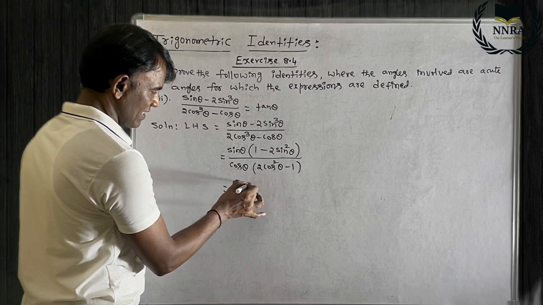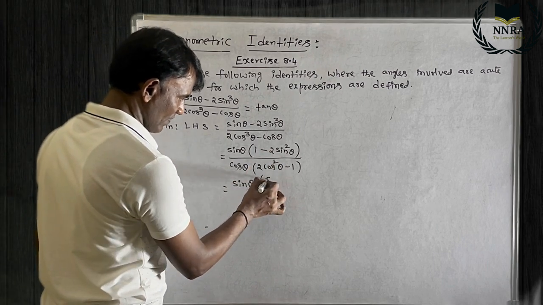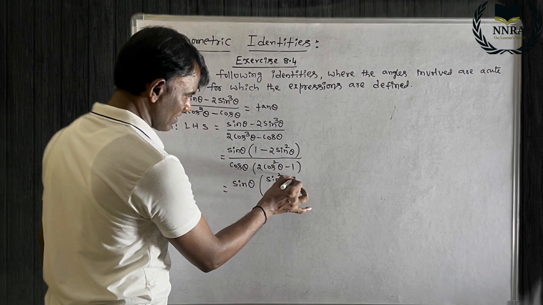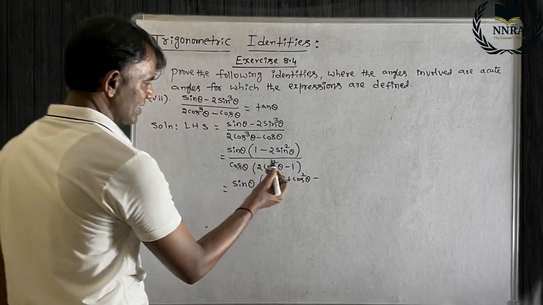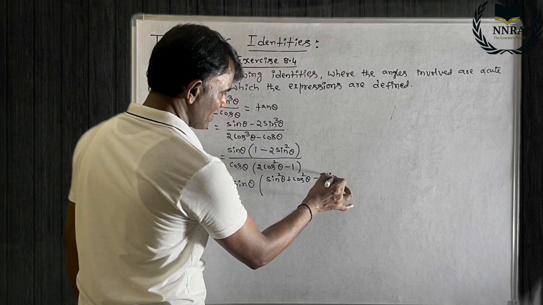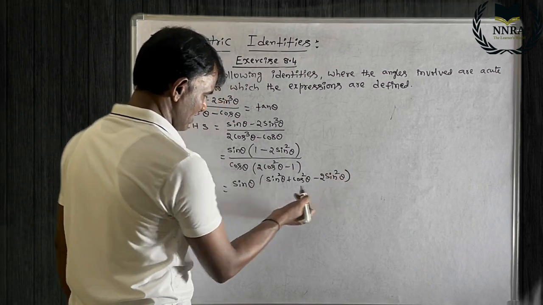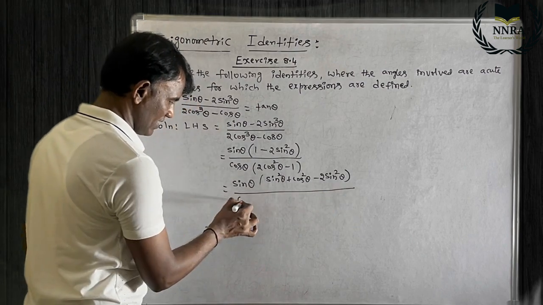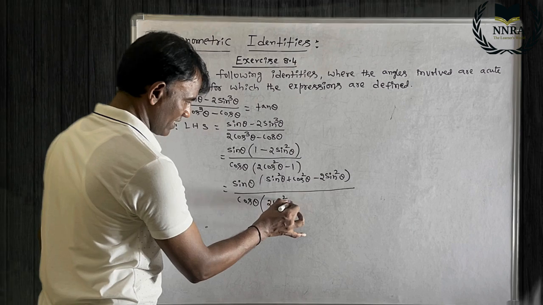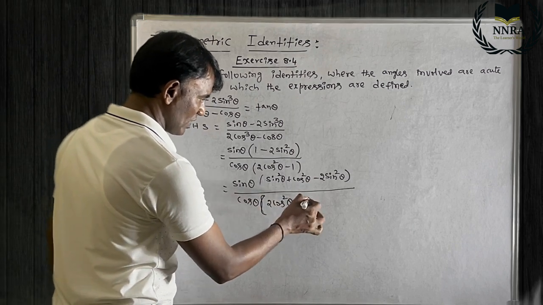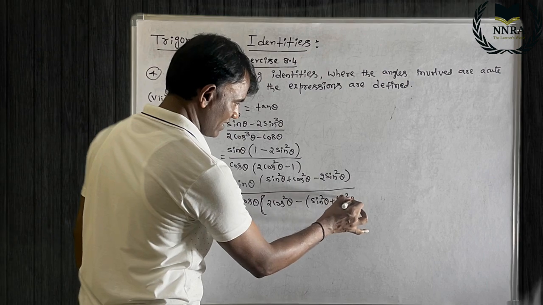Again, sin theta into. So here this can be written as sin square theta plus cos square theta. Then minus, what is that? 2 sin square theta. Na? So just write that value. And coming to the denominator, how to write that? So cos theta into, okay, so it is 2 cos square theta, then minus 1 can be written as sin square theta plus cos square theta.